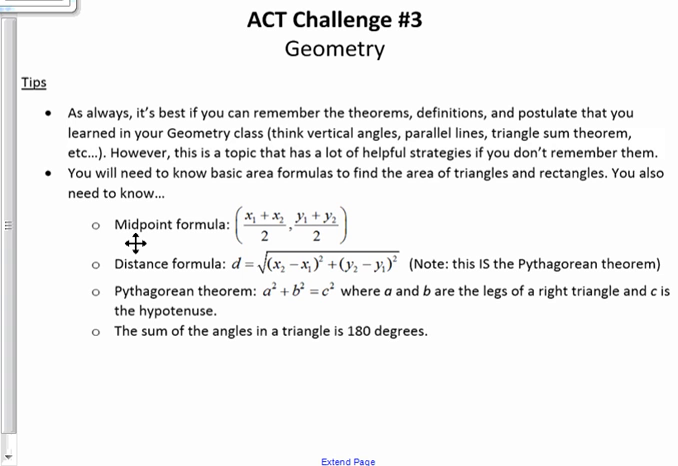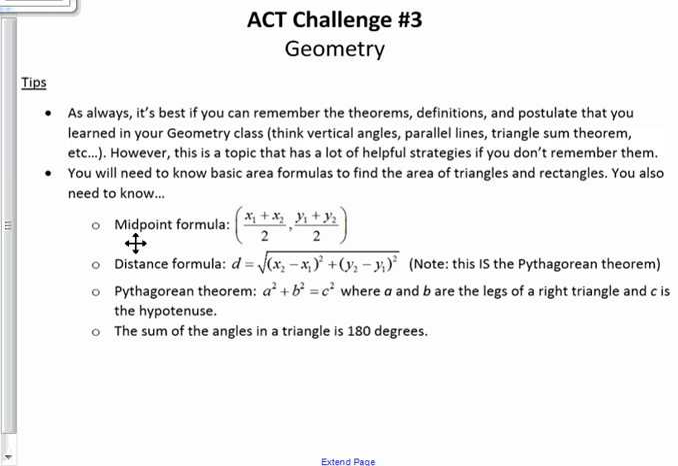It's ideal if you remember the theorems and definitions and postulates that you learned in your geometry class. You know, the good old vertical angles, parallel lines, triangle sum theorem, all that good stuff. But there are strategies if you don't remember them, and this is actually a topic where there's quite a few strategies. You do need to know some basic formulas.